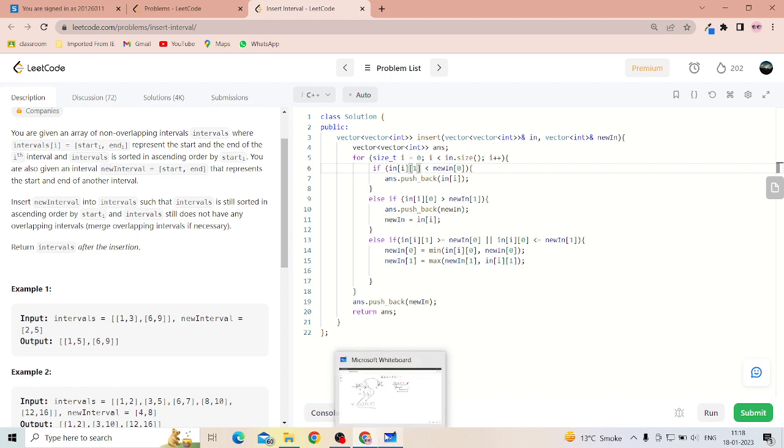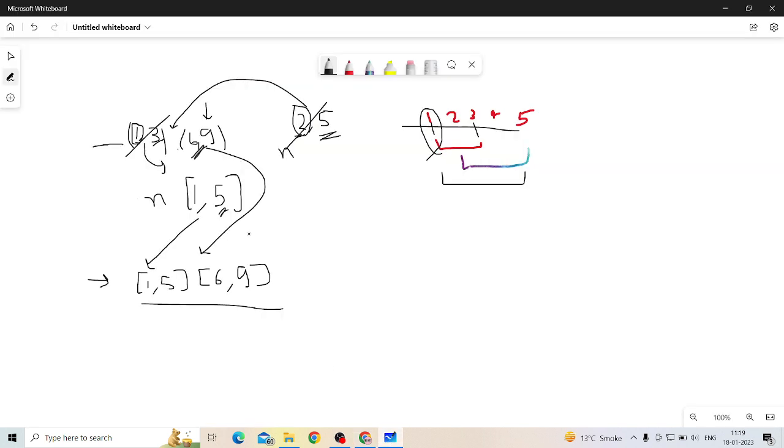If 1 to 3, let's say its ending position, 1 to 3's ending position, is less than new interval's starting position. Here its ending position 6 to 9 is here, and 1 to 5 is here, actually it will not work. Let's see if it is 1 to 3, and this is 5 to 6. New interval is 5 to 6.